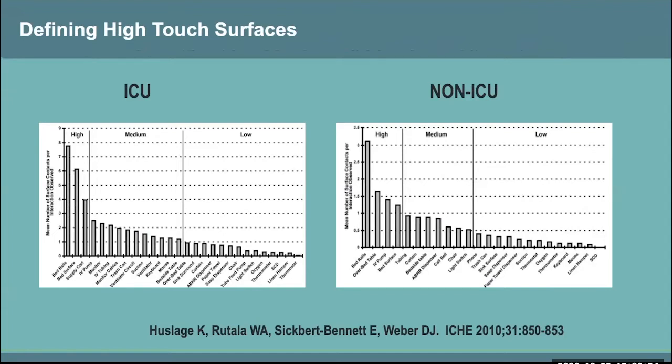So here was a study of ours, and you can see we stood there surreptitiously and watched what people touched in the ICU and the non-ICU. Bed rails: patients always have their hands on there, very commonly touched. Things like a light switch are just touched a couple times a day. So yes, you can define high-touch surfaces. They're a little different between the ICU and non-ICU.